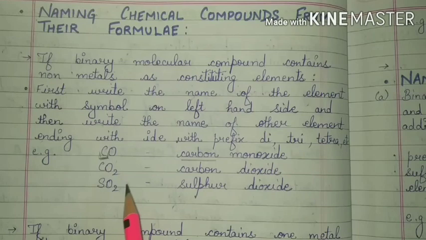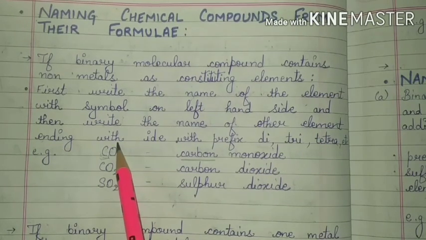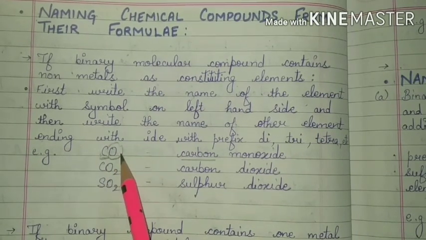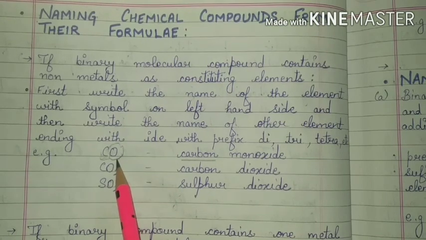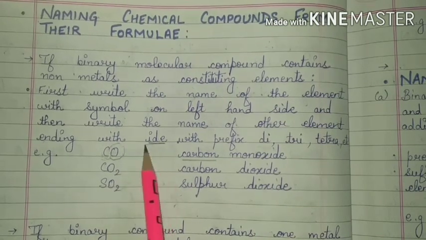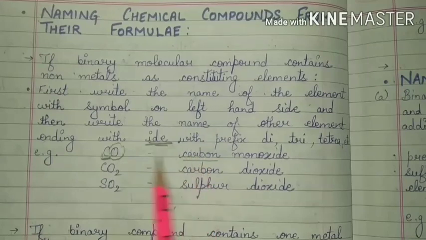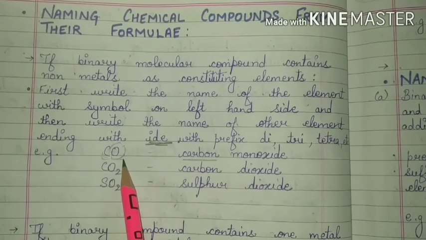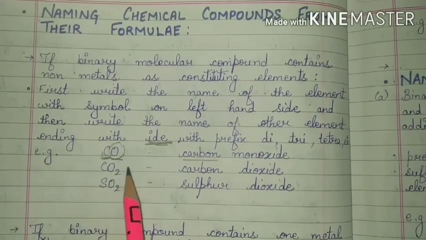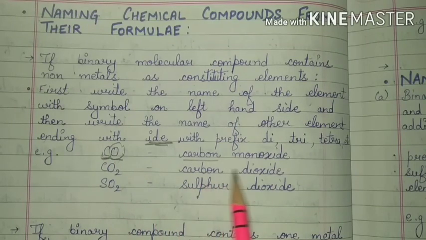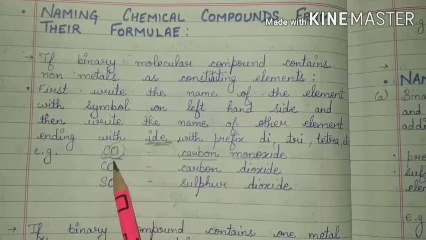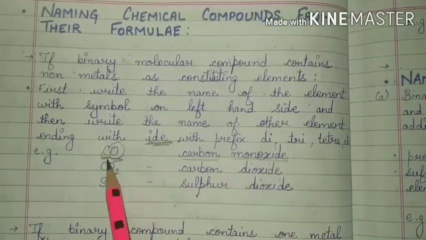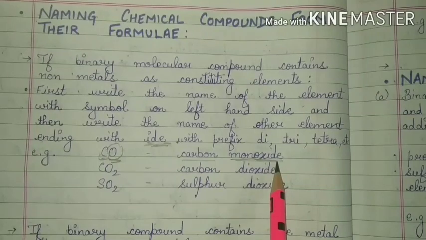Then afterwards we have to write down the other element. Here we are having oxygen. Its name we have to write with the prefix di, tri, tetra, etc. and its name must end with the word ide, I-D-E, ide. So here only one oxygen atom is there, and for one we use the prefix mono. So here we have written mono, and we have to write ide at the end, oxide. So its name is carbon monoxide.